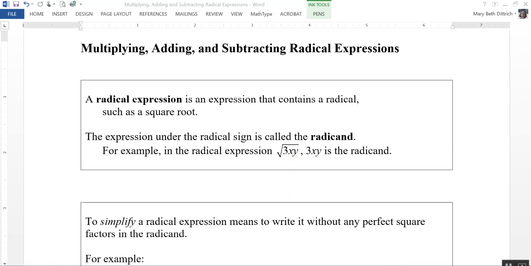This video is on multiplying, adding, and subtracting radical expressions. A radical expression is an expression that contains a radical, such as a square root. The expression under the radical sign is called the radicand. For example, in the radical expression, the square root of 3xy, 3xy is the radicand.